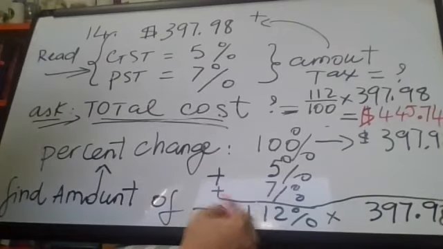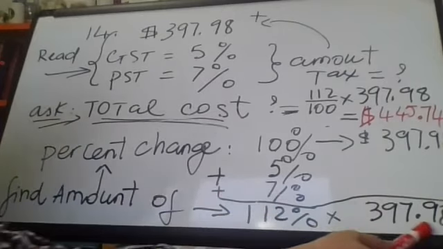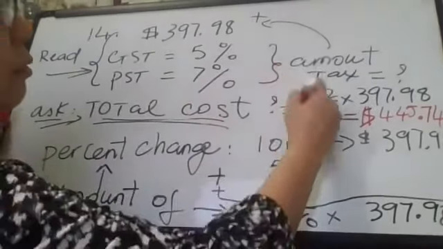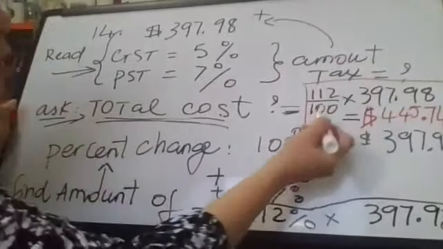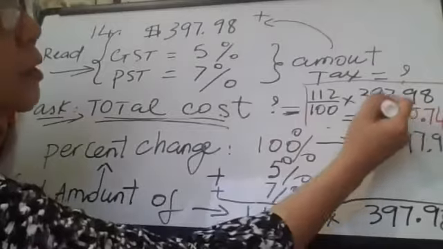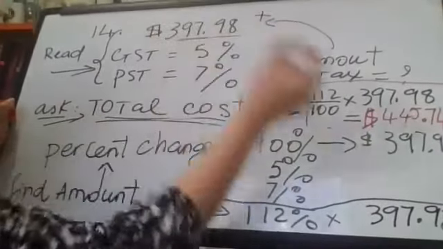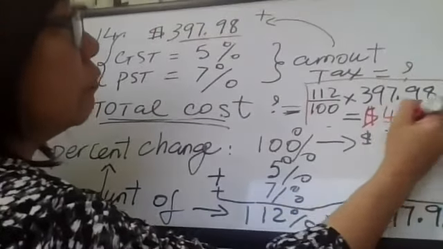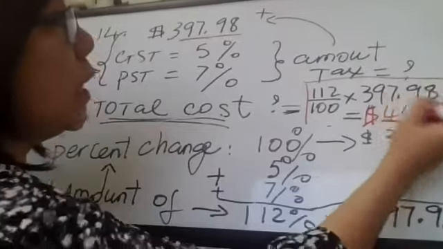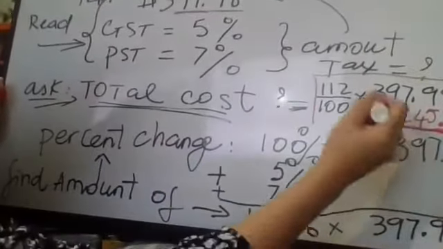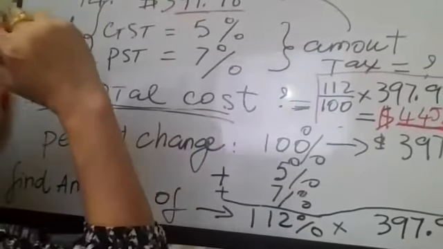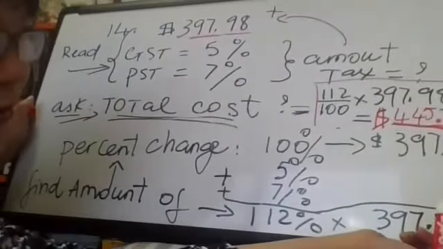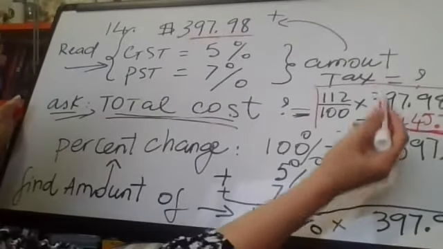So now using that percent in total, multiply with the amount. I'm doing it here in this box. 112 divided by 100 times this amount, 397.98. Calculate, you get 445. And you can see, because you're adding the money of tax, instead of paying only 397, now you have to pay more. You have to pay $445 instead. So that is what the government charges you.